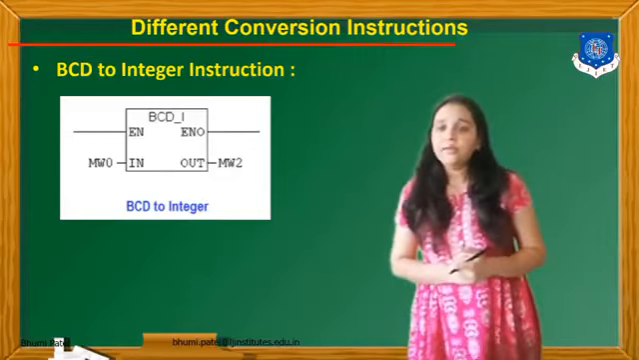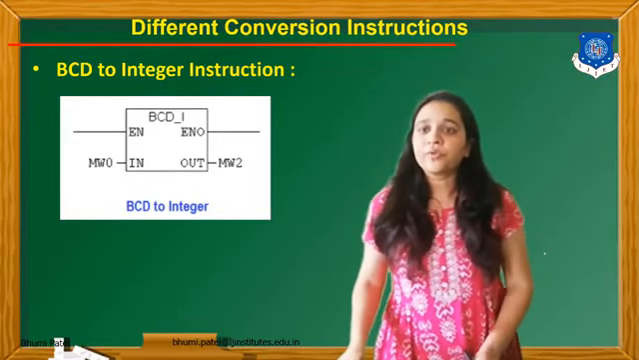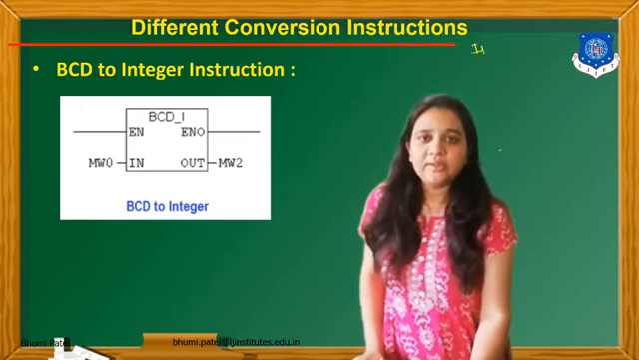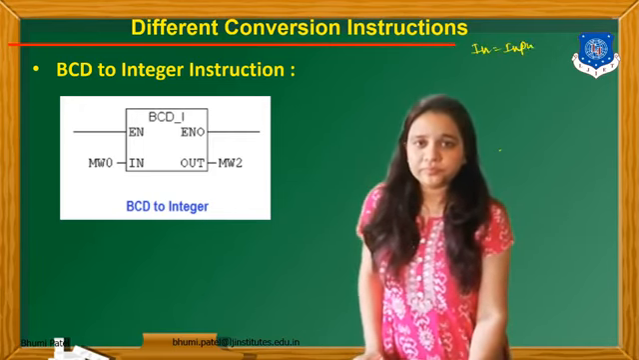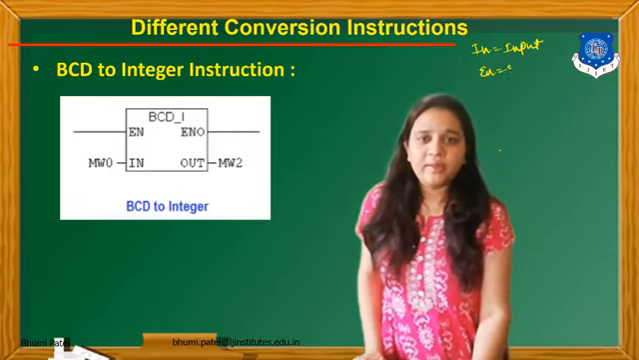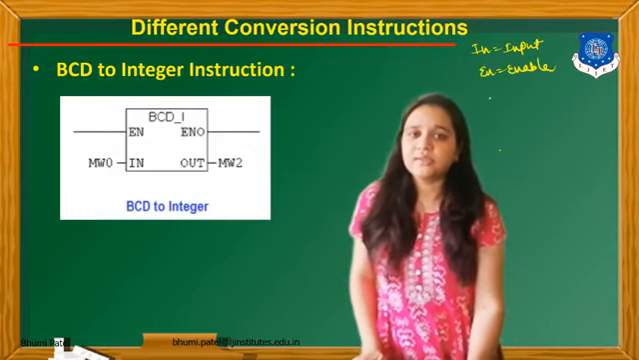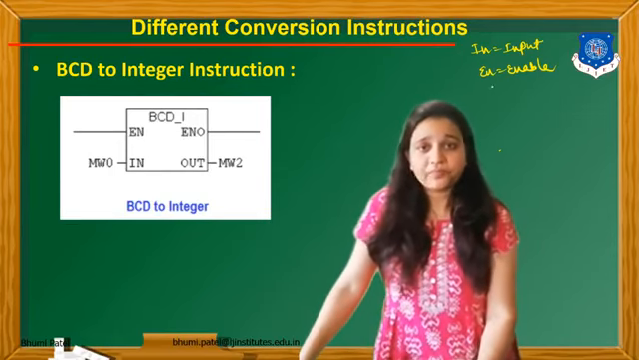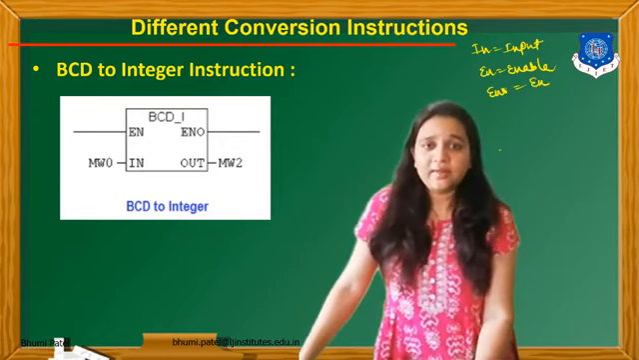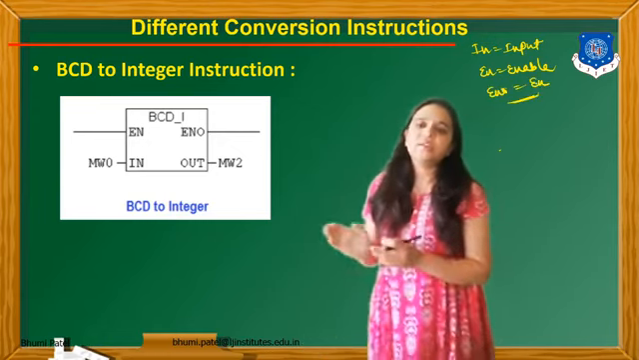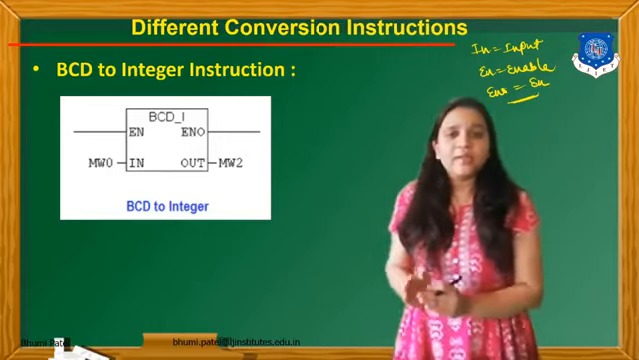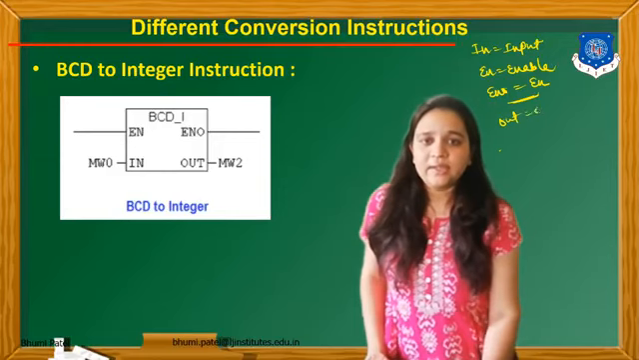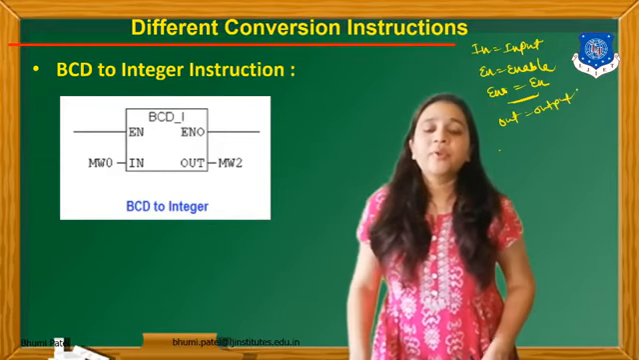Here IN indicates my input terminal, and EN indicates my enable pin. The must condition is that enable must be on. ENO is always equal to the enable pin. If enable is high, ENO is high. If enable is low, ENO is low, and OUT indicates my output terminal.